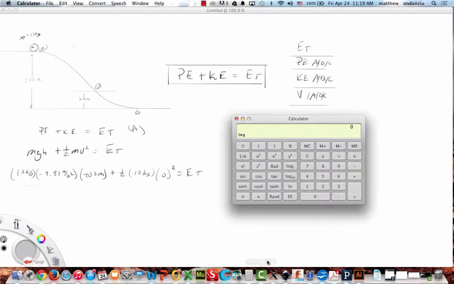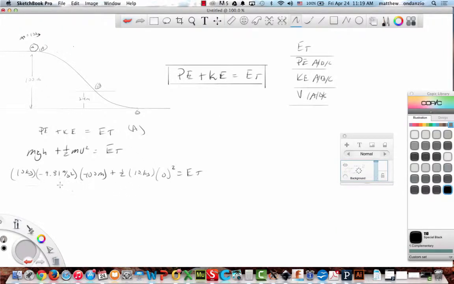That was just bugging me. It's going to be 9,810 joules, right? Plus 0 equals my energy total. So my energy total is 9,810 joules. Everyone get that number? That energy total, is it different at B or C? No, it's the same.